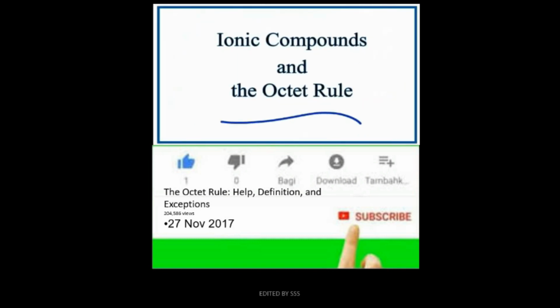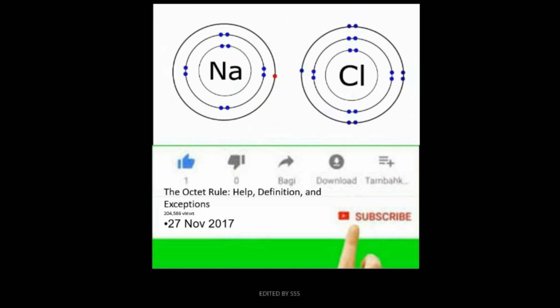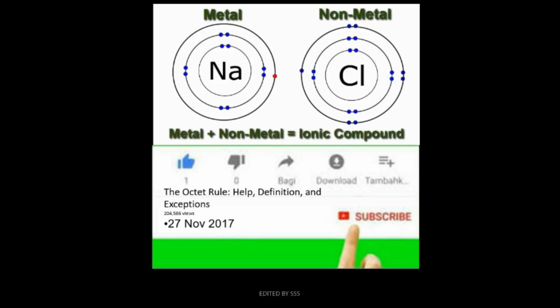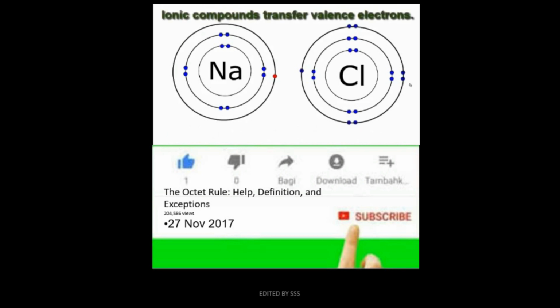For ionic compounds, it's a little bit different. Here we have a sodium and a chlorine atom. The sodium's a metal and the chlorine's a nonmetal. That means it's going to be an ionic compound. Ionic compounds don't share valence electrons. They transfer them. So in this case, the sodium is going to lose its valence electron to the chlorine. The chlorine had 7, now it has 8, an octet.